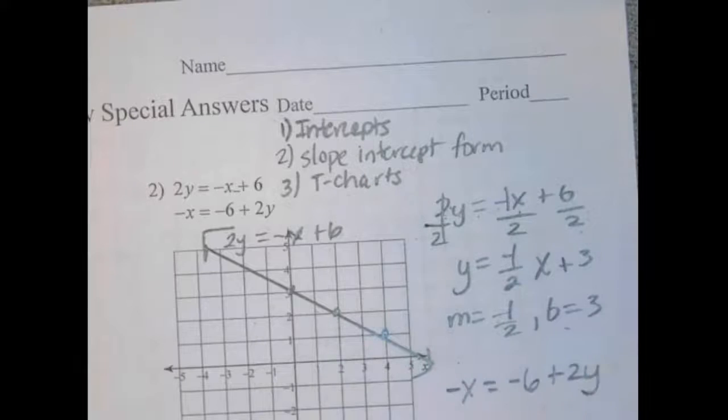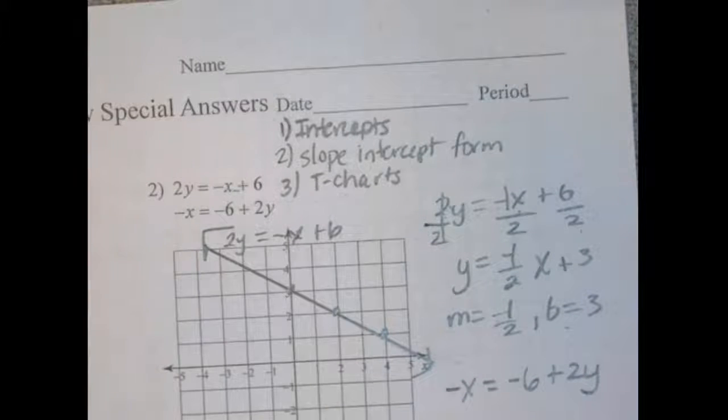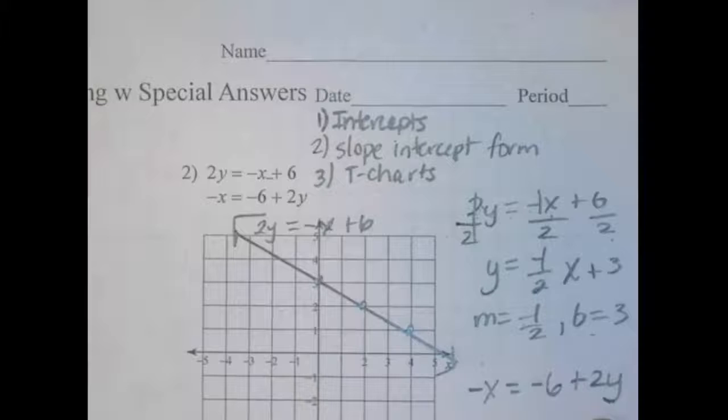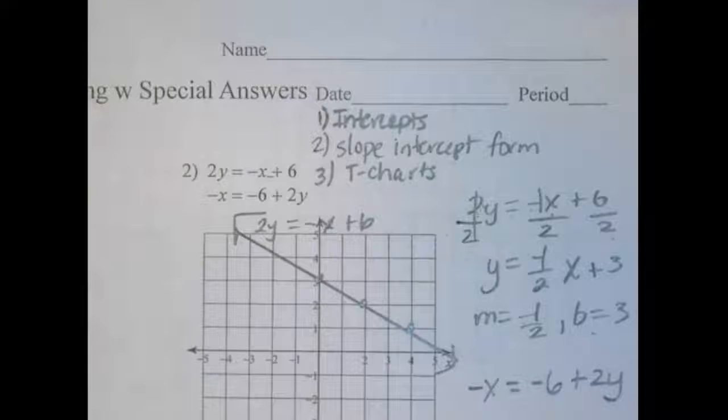So now I'm going to take my second equation, which is negative x is equal to minus 6 plus 2y, and I'm going to solve this one. Now this one's totally different. And what side do I want that y? Left or right? What side do I want my y on? Left or right? Thank you. I want it on the left. It's on the right now.